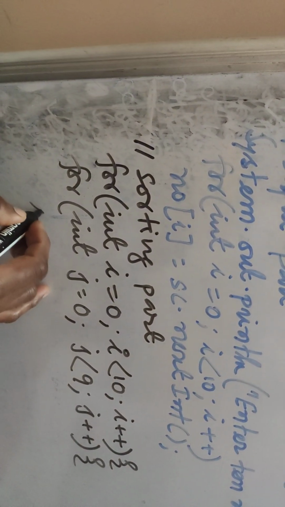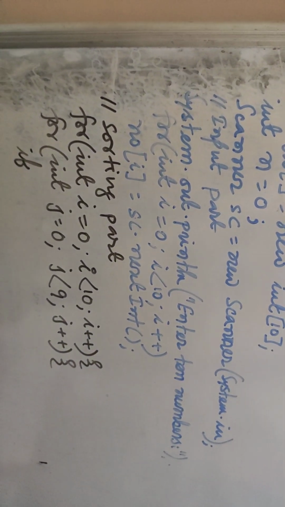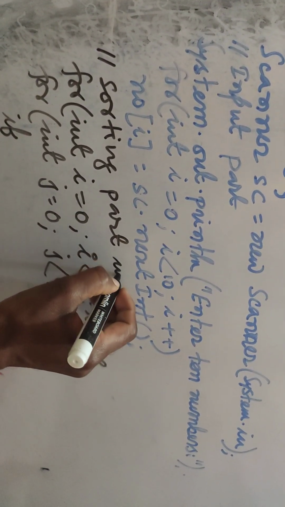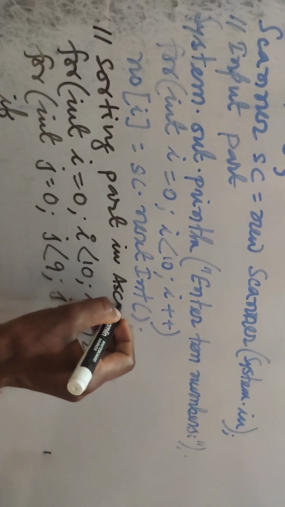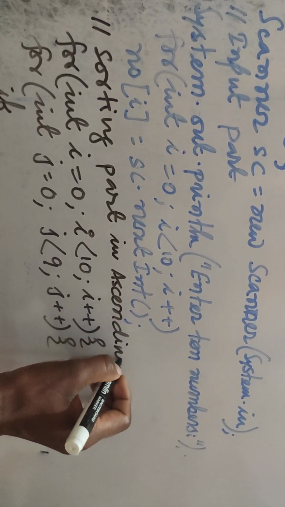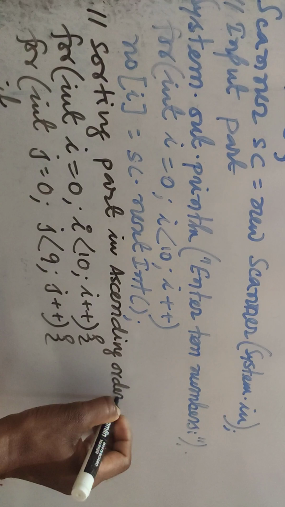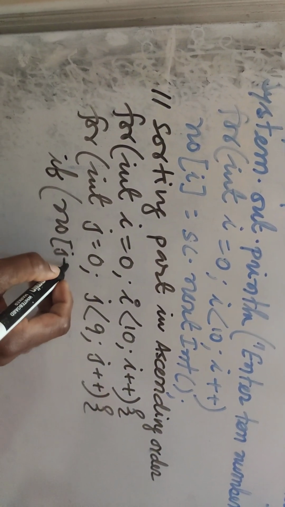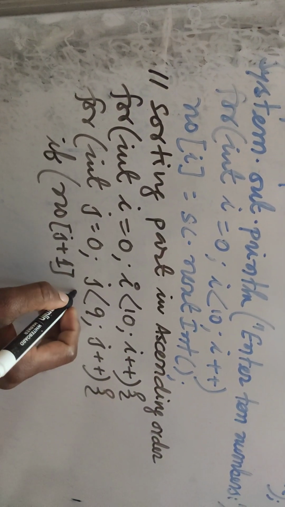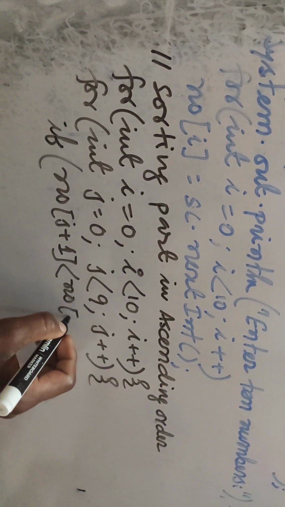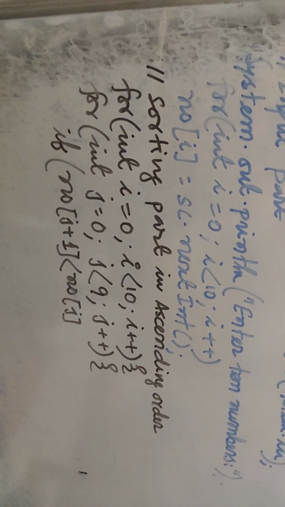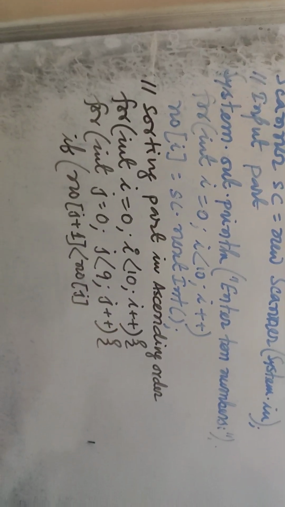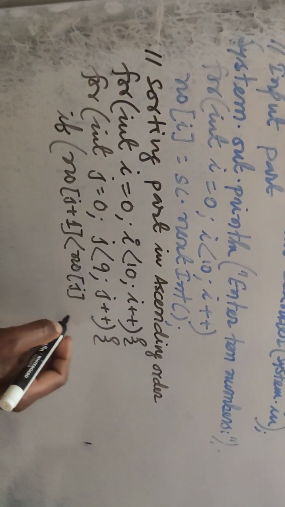Now if I want to make it in ascending order, sorting part in ascending order: if number of j plus 1 is less than number of j. Why am I taking 9 here? Because I am taking j plus 1. That's why. If you give 10 here, then an array out of bounds error will come.